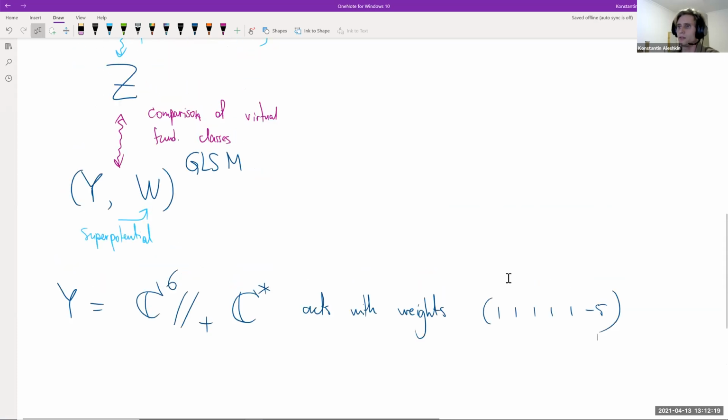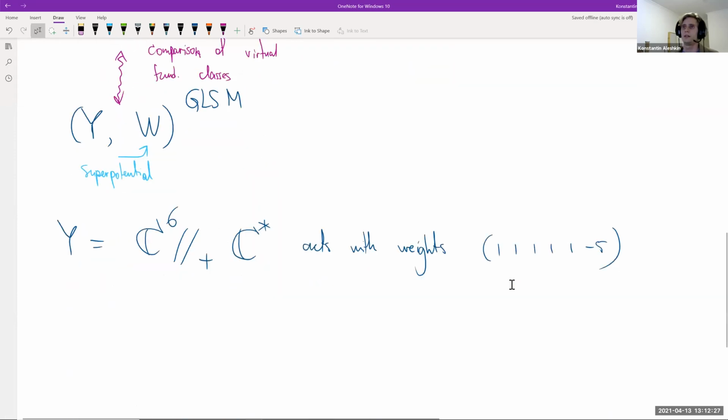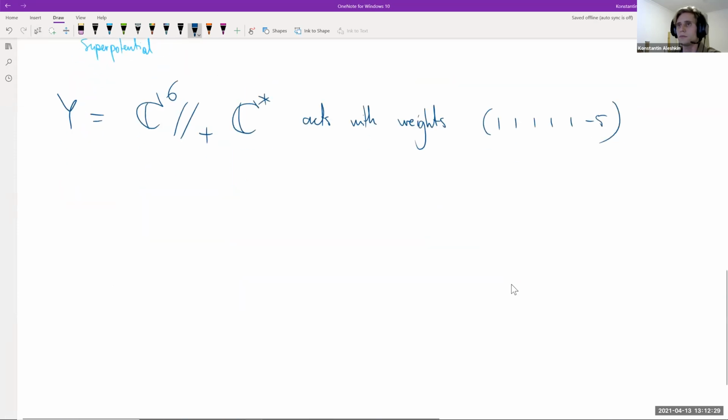One might ask what happens if we change the stability condition, if we go to another stability chamber. The answer is not very complicated. There are only 2 stability chambers for this GIT quotient.